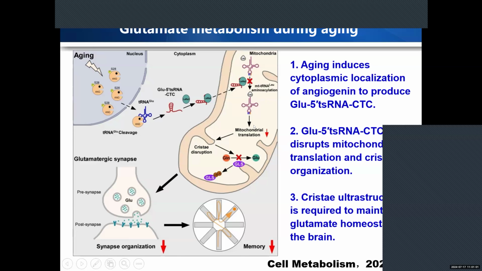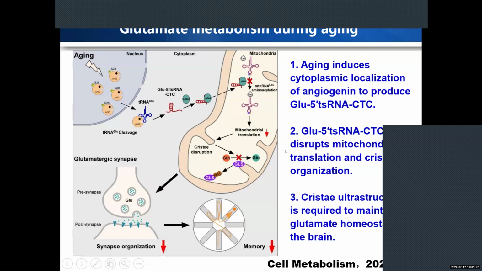then affects the mitochondrial translation. So the final result for the mitochondria is that the cristae structure gets disrupted. Then the biosynthesis enzyme GLS is released from the cristae, and glutamate metabolism is down. Then the glutamate level is decreased, which affects learning and memory behavior.